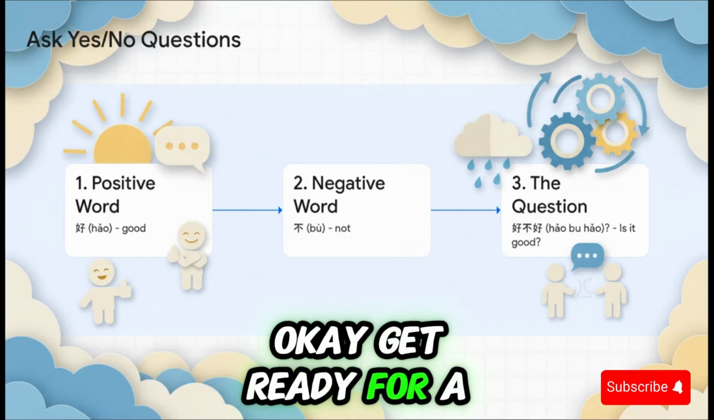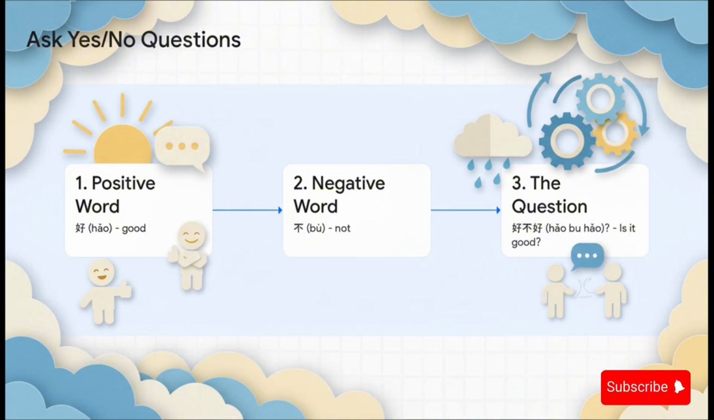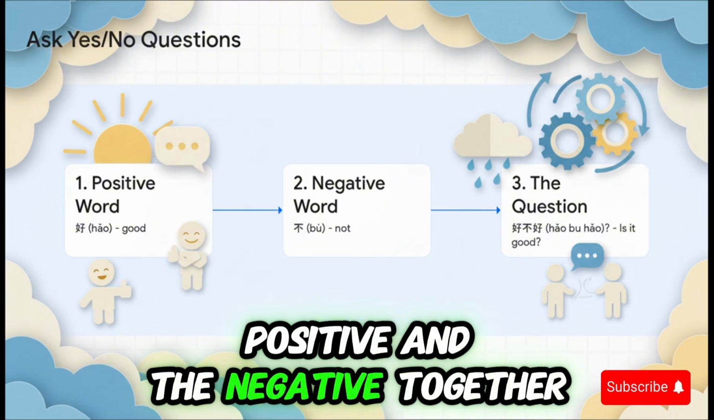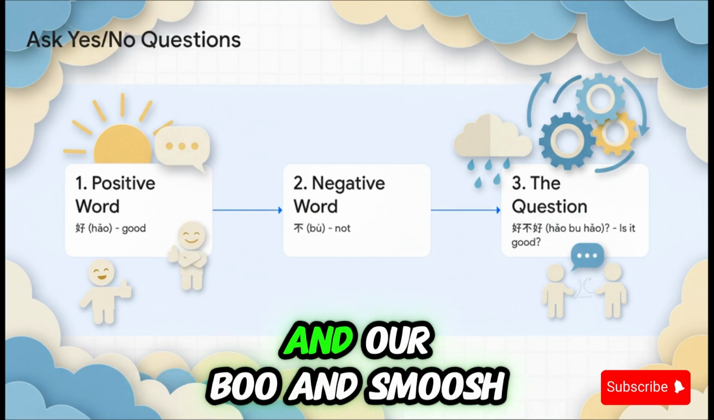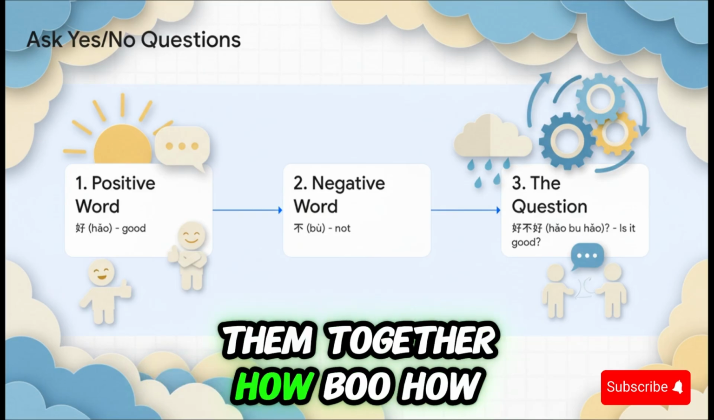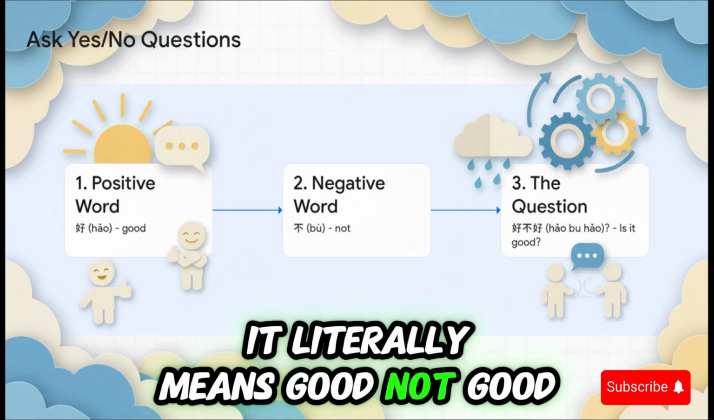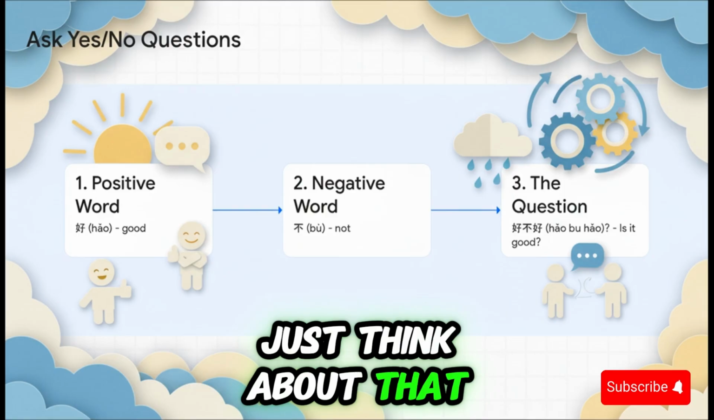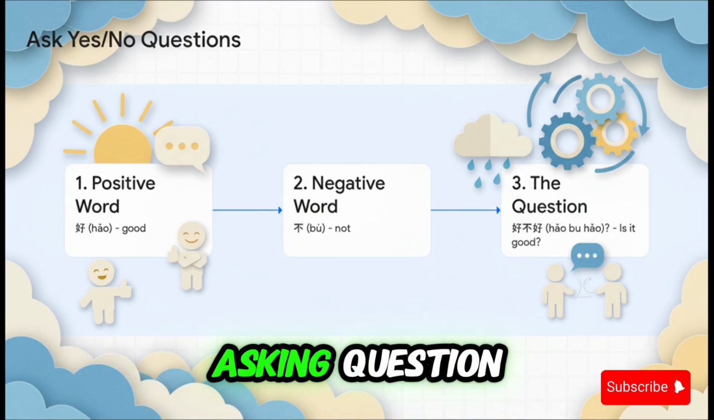Okay, get ready for a fantastic little language hack. In Chinese, to ask a yes or no question, you often just stick the positive and the negative together. So you take our hao and our bu and smush them together. Hao bu hao? It literally means good, not good, which is how you ask, is it good, or how about it? Just think about that. With only 2 words, you're already asking questions.